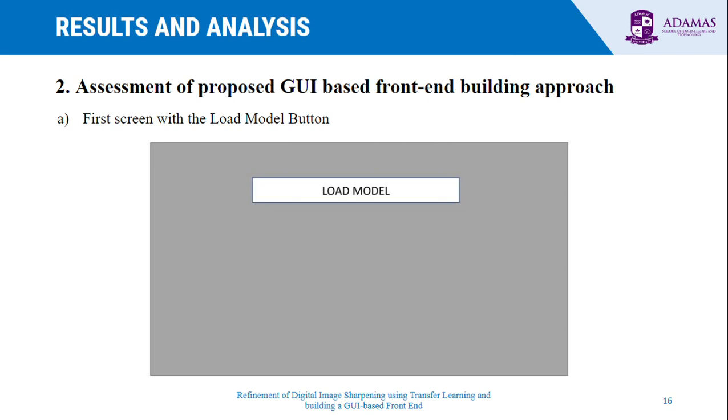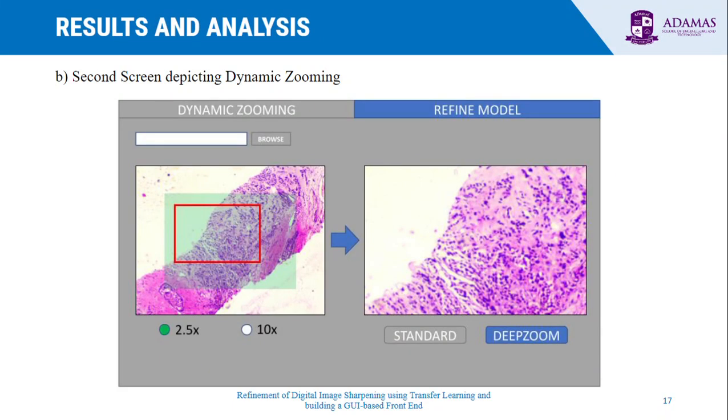Our second objective was to build a front-end application. This is the first screen of our application. It has a button which shows load model. On clicking this button, we will get our PyTorch model incorporated within our workspace. This is the second screen, which depicts two sections actually. First is dynamic zooming and refined model, which is our feature scope.